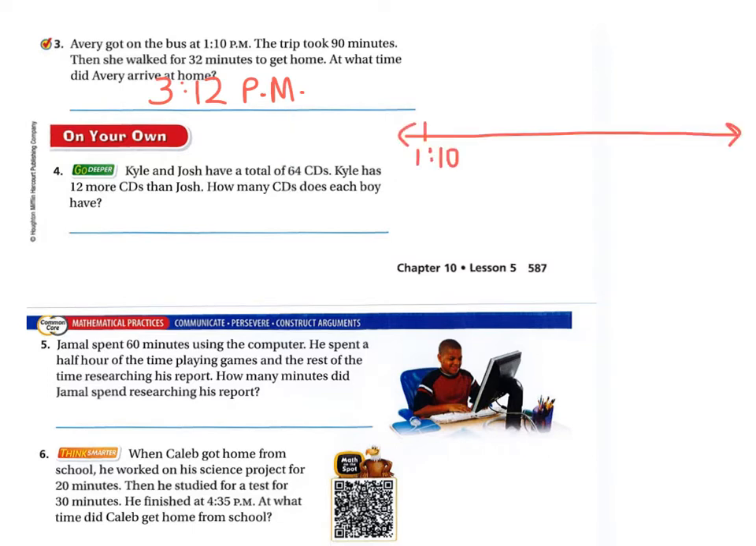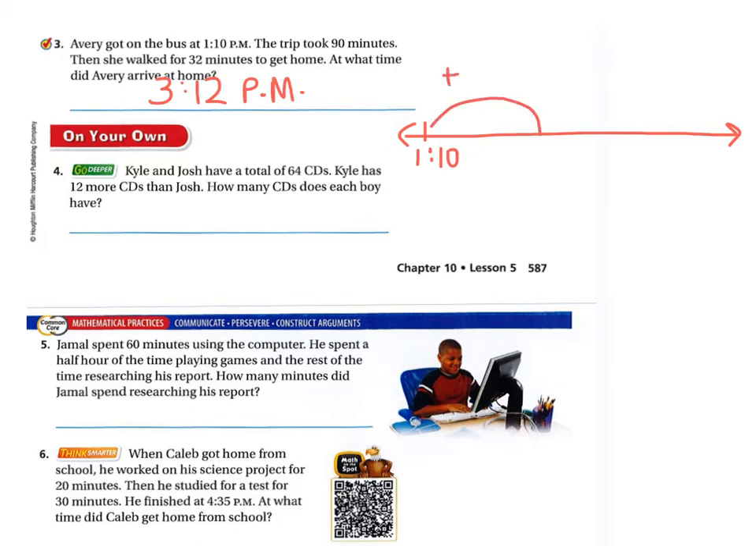When I start my number line, I want to begin at the start time. Because Avery got on the bus at 1:10, I know that's my start time. When I take this problem step by step, I see that Avery's trip took 90 minutes. That is my first step. I can break this 90 minutes up into smaller jumps or smaller chunks of time if I can't do that full 90 right off the bat. So I am going to break this up into 60 and 30 minutes.